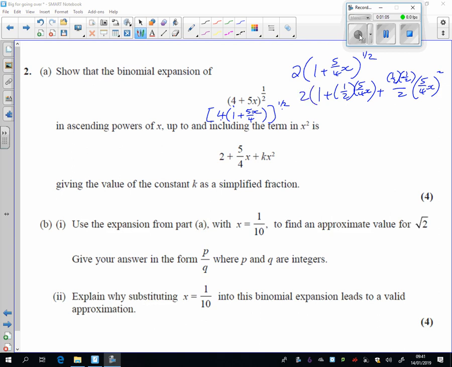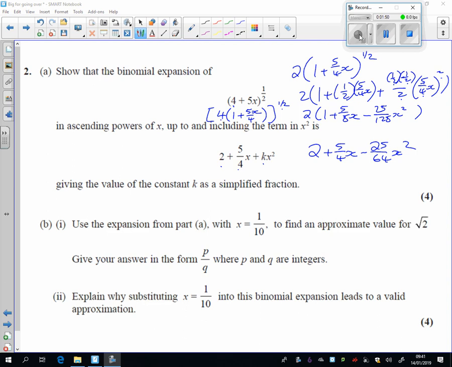So I've got 2 lots of all of that. So it's 2 lots of 1 plus, here I've got 5 over 8. Here there's a minus there, so I've got minus, I've got 5 squared there, it's 25. I've got 4 squared, which is 16, and I need to divide by 2, so 16, 32, 64, 128 there. And multiply that out one more time, gives me 2 plus 5 over 4x minus 25 over 64 x squared. And that's similar to what they were asking for here. So we've got the k is minus 25 over 64.